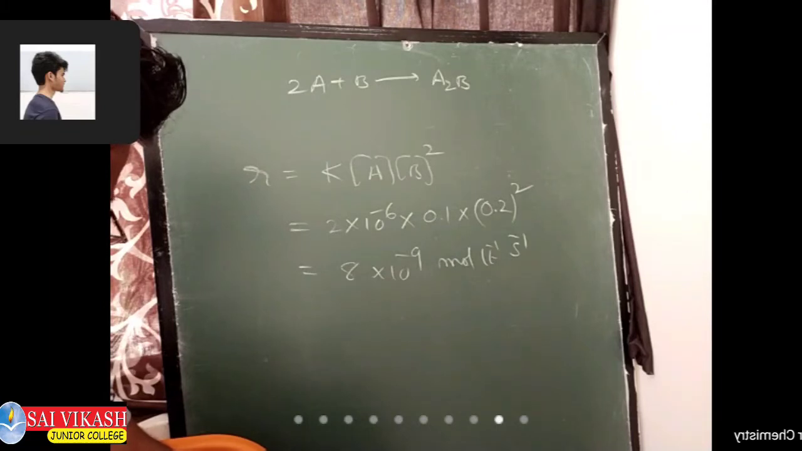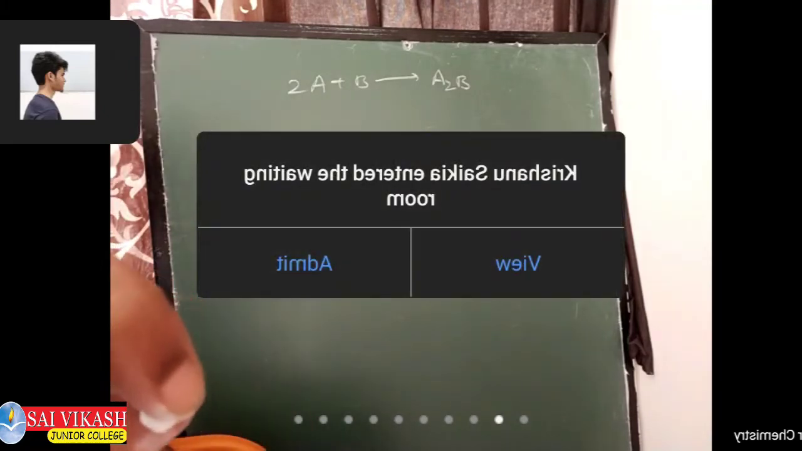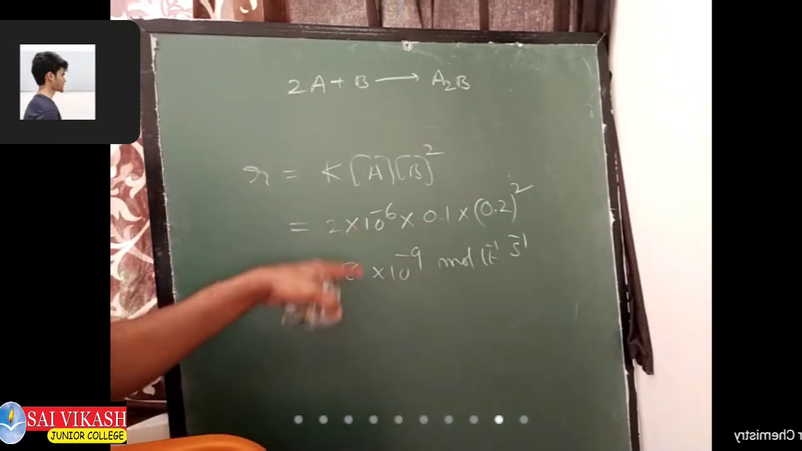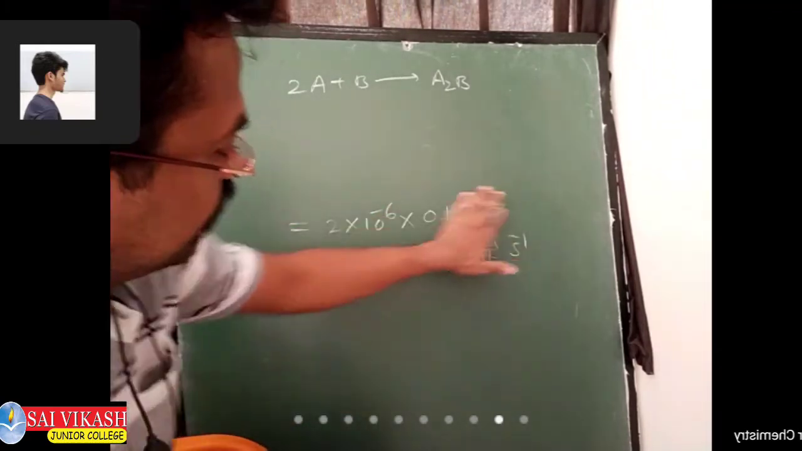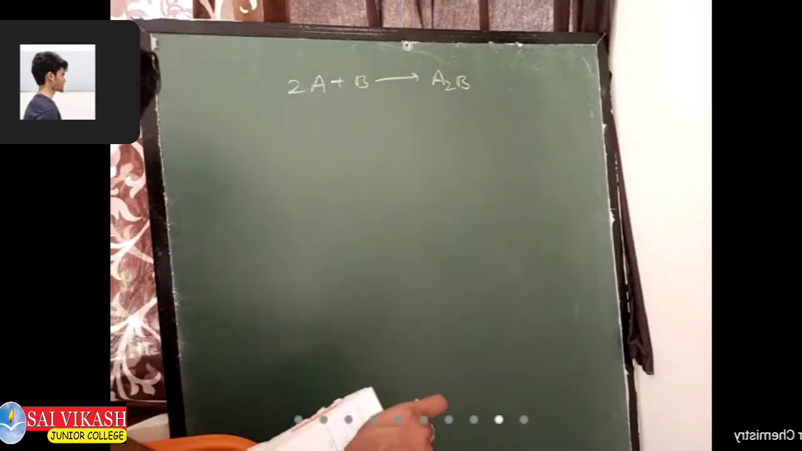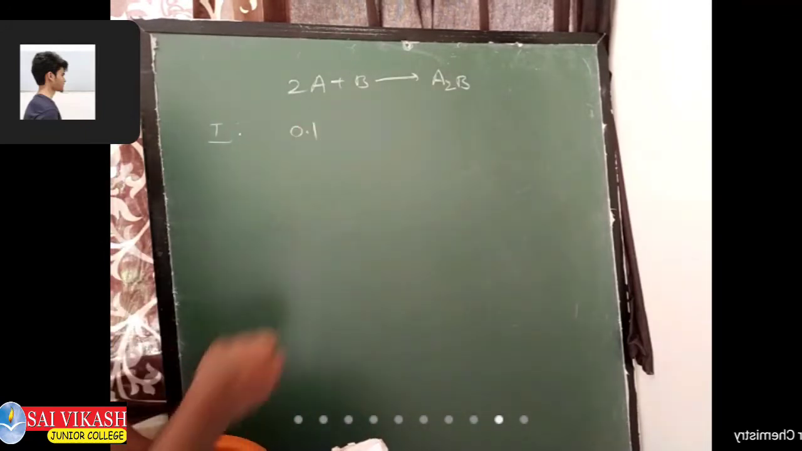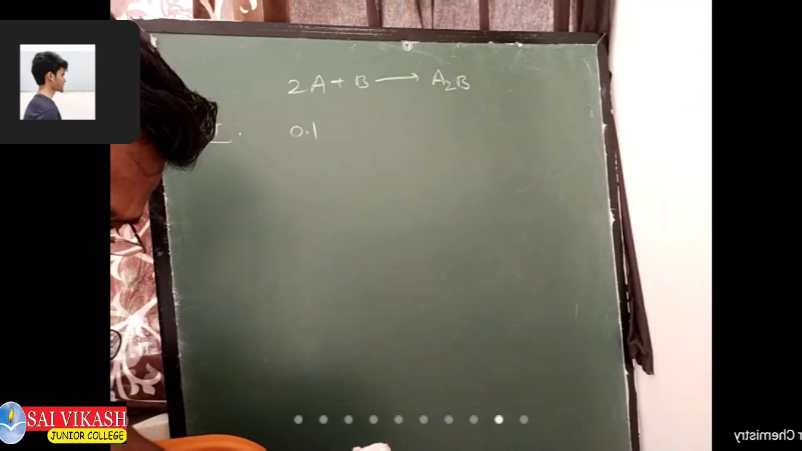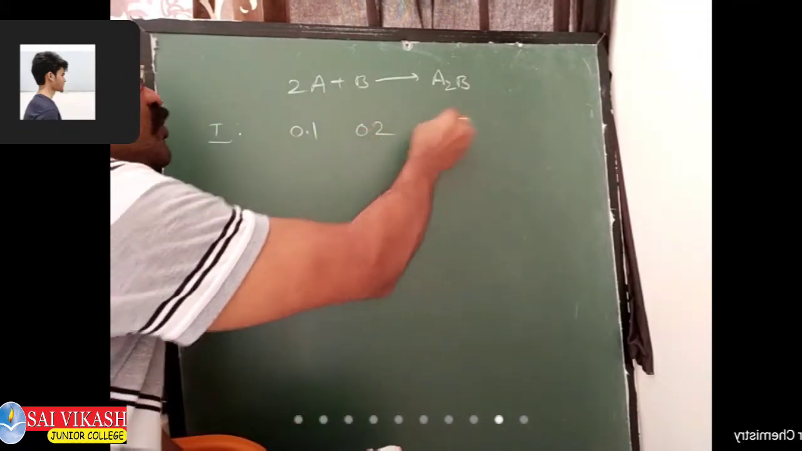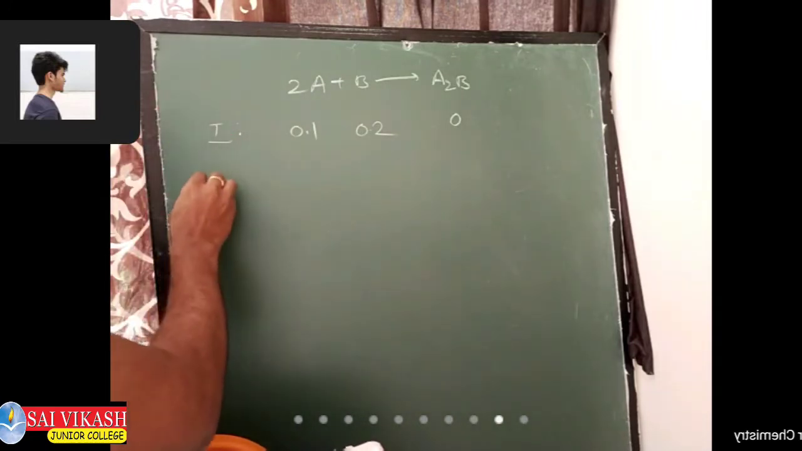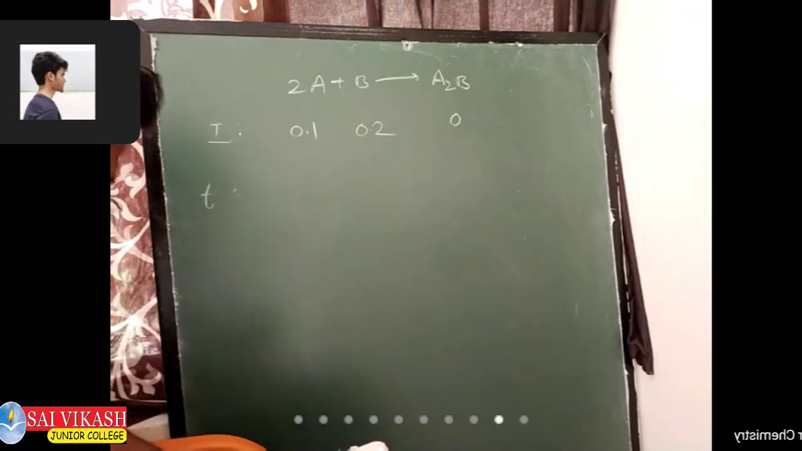But here another question is given. Calculate the rate of reaction after A is reduced to 0.06. After A is reduced to 0.06, the rate. This is the initial rate. Now we will write the final rate. For this, what they gave initially: A is given 0.1 and B is given 0.2. This is at time 0 initially. But after some time t, A is reduced to 0.06.